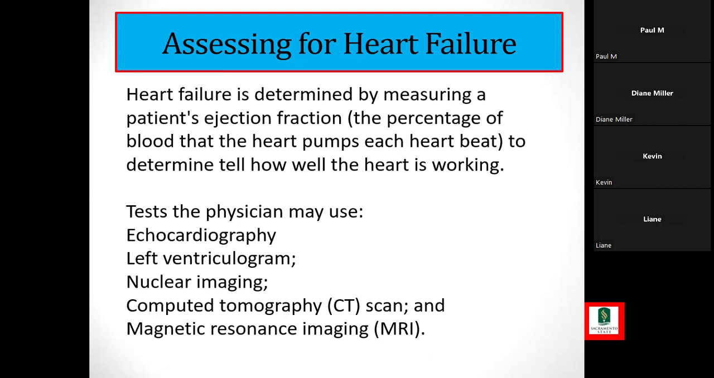So I'm not going to spend a lot of time on this slide. How do you diagnose heart failure? You come to see your doctor, you may have symptoms, and then they'll do an echocardiogram, where they can actually see the heart relaxation, its pumping action. They can see if it's enlarged, if it's thin somewhere. Also nuclear imaging, CT scans, or MRIs.